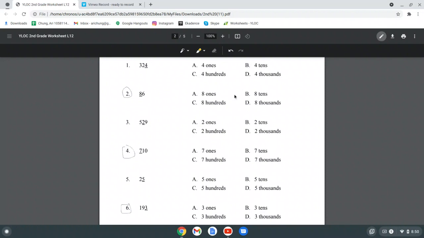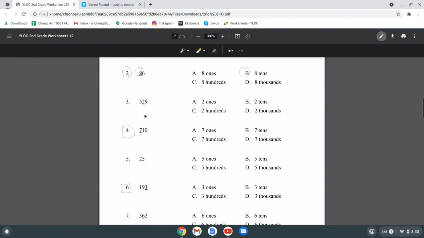So if we look at the options we would have to circle B, since this would be 8 tens, and that is where it is underlined. It is underlined, so this is 8 tens.